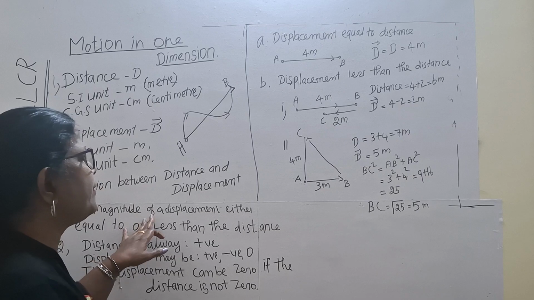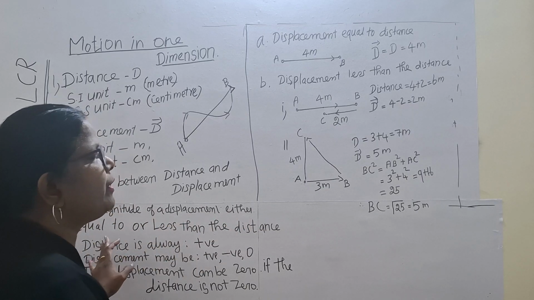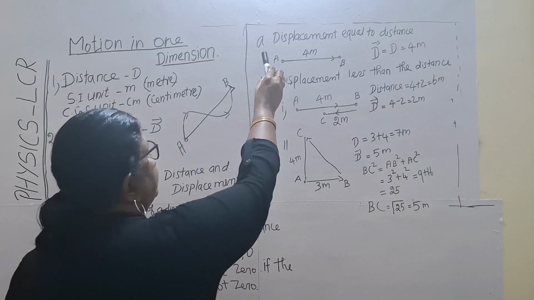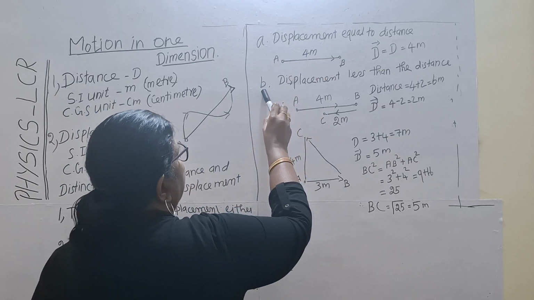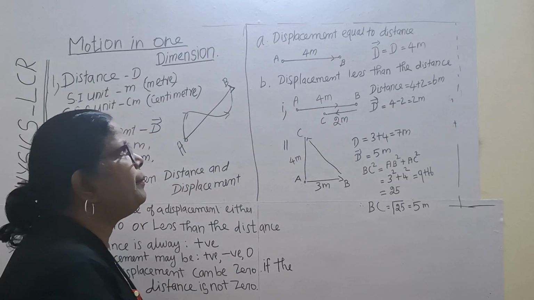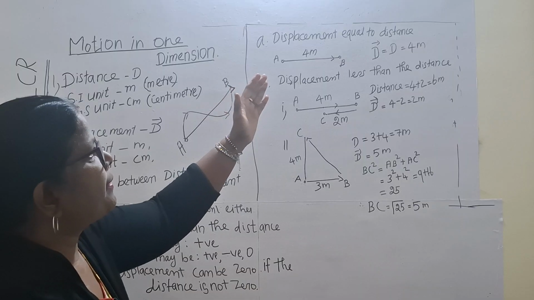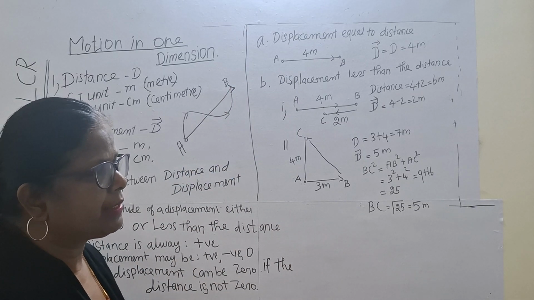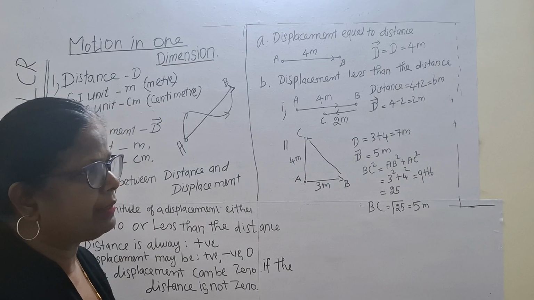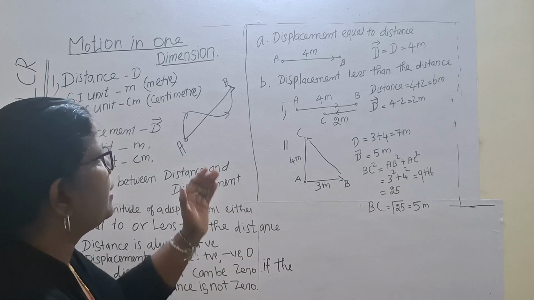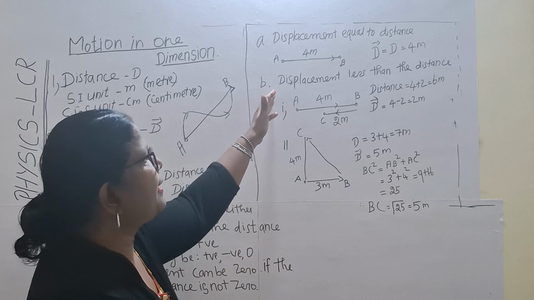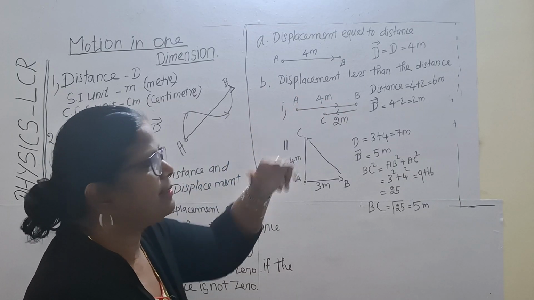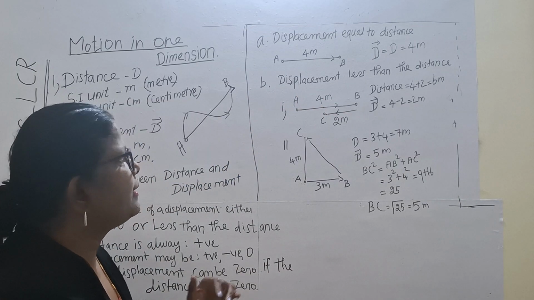The magnitude of the displacement is either equal to or less than the distance. I am splitting here: given A point and the second one is B point. Displacement equals distance when the body travels in a particular direction; both values will be equal. The second one is less than. Here two examples are given. Displacement is less than the distance.